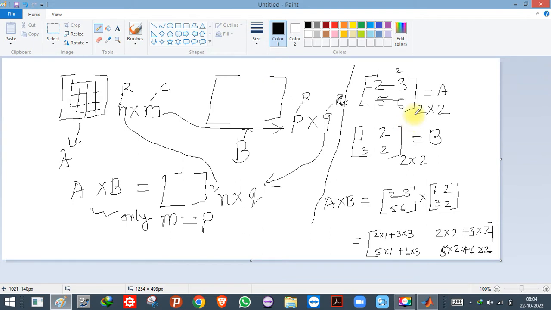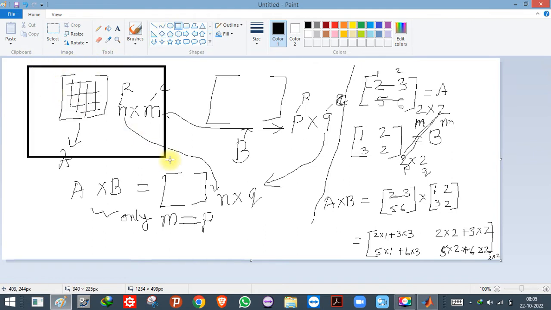Now the size of this matrix was 2 by 2. So if you see, these two are the same. If I denote it as n, m, p, q, as I have said here, m equal to p, so these two are equal to 2. Now the size of the matrix that we have got is 2 by 2. So this is how it works.